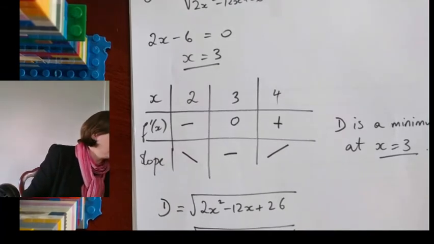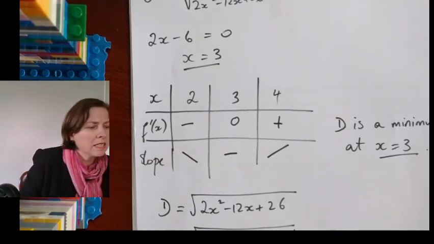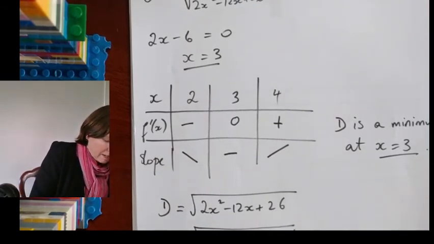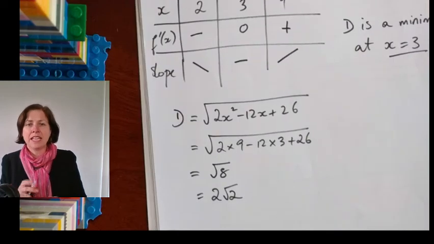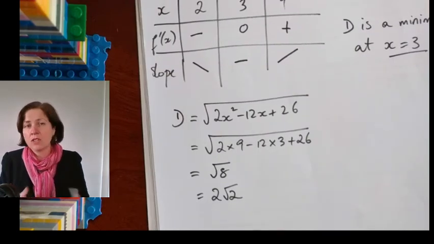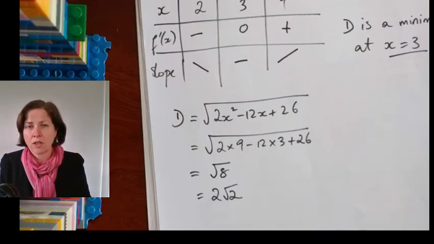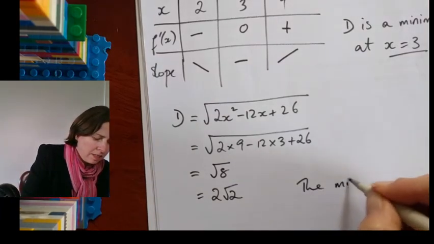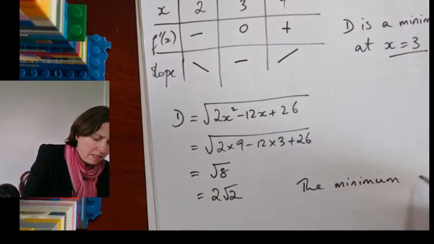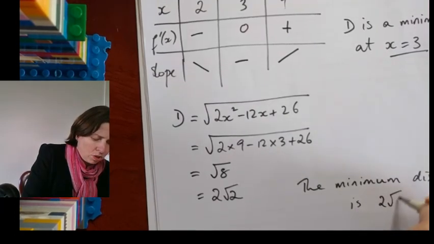Here's one I did earlier. What did I get? Root 8, which is 2 root 2. Leaving it as an exact value because I wasn't told otherwise. Okay, so let's just make sure we've answered the question. The minimum distance is 2 root 2.